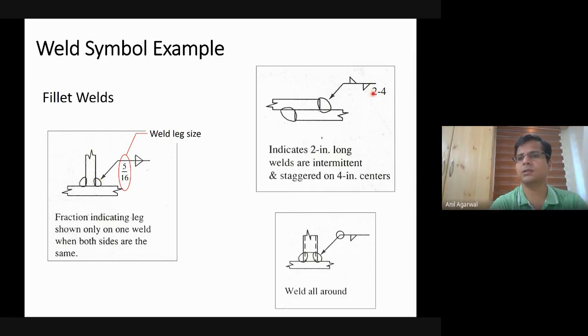In this particular case, the length is mentioned, and what it says is that there are 2-inch long welds, intermittent and staggered on 4-inch centers. So 2-4 means that the weld is 2 inches long. Then there is a gap of 2 inches. So total distance becomes 4 inches. So the welds are 4 inches apart.